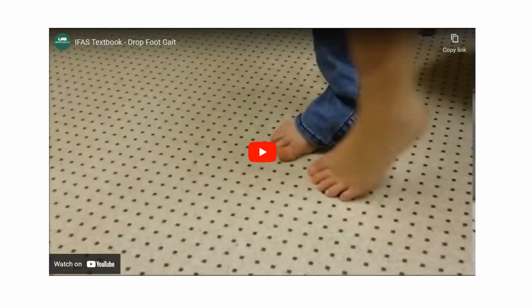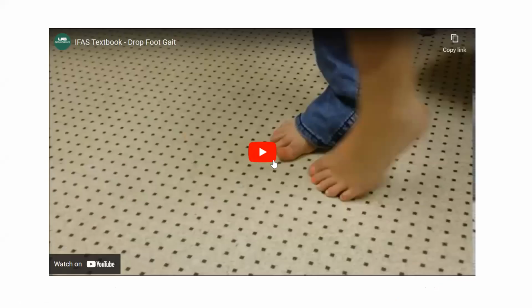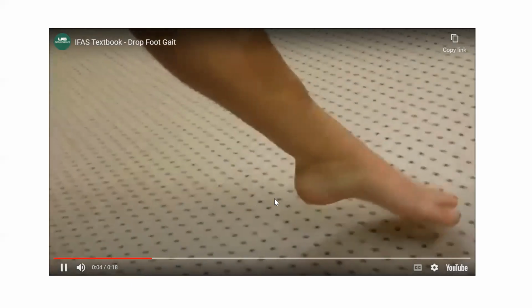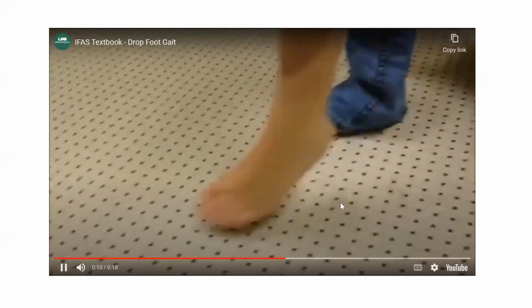So when the common peroneal nerve is damaged, dorsiflexion is not possible. And when the person is walking, the foot will drop. Usually when the foot is lifted, there's a bit of dorsiflexion occurring here to keep the foot off the ground. But here, let's see a video. So this leg is affected. The common peroneal nerve is affected, and he has to lift the leg high before putting it down.